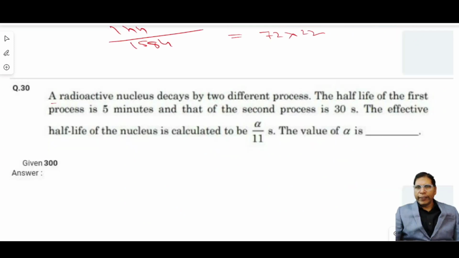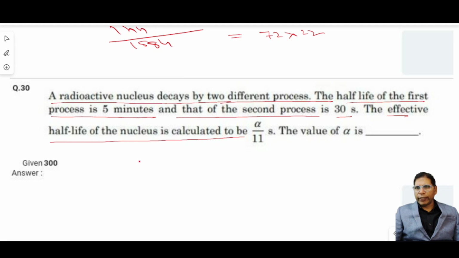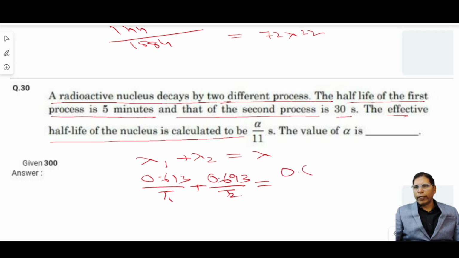A radioactive nucleus decays into two different nuclei. The half-life of the first process is 5 minutes and that of the second process is 30 seconds. The effective half-life of the nucleus. The decay constant of the first is lambda 1 and that of the second is lambda 2, then net decay constant lambda 1 plus lambda 2 equals lambda. Now 0.693 by T1 plus 0.693 by T2 equals 0.693 by T.